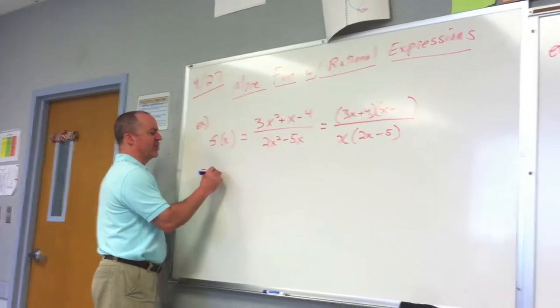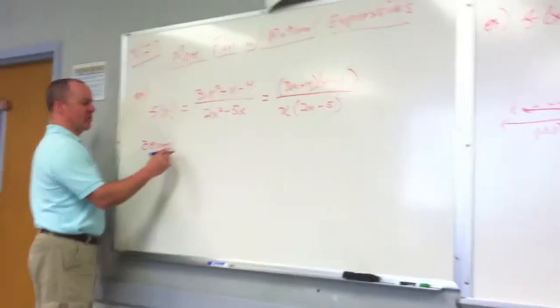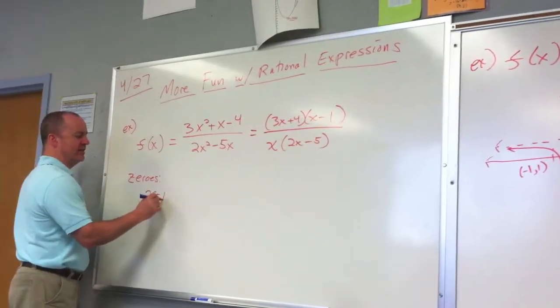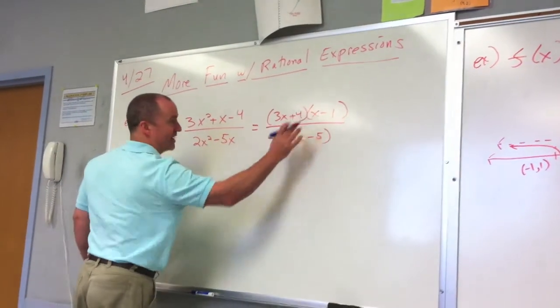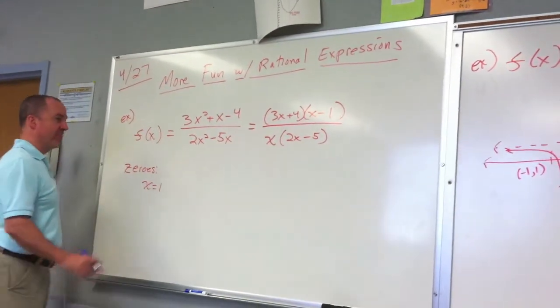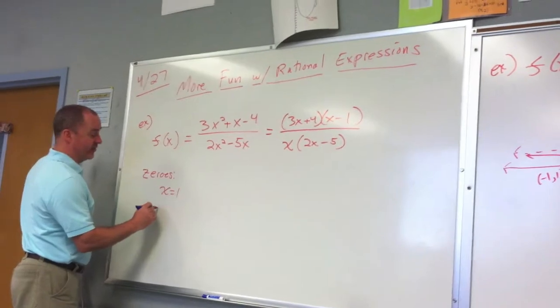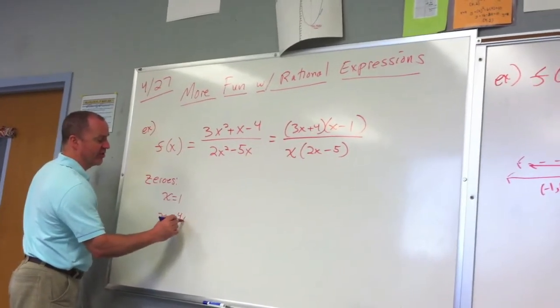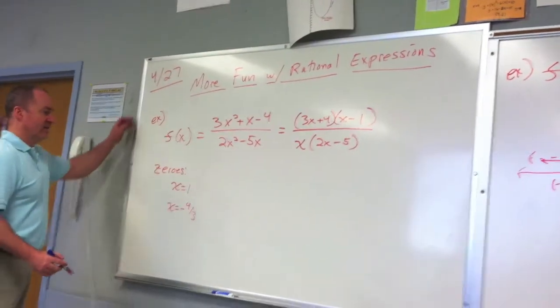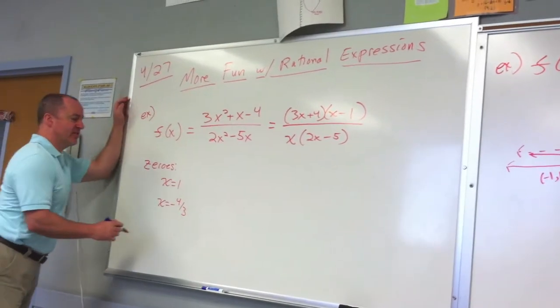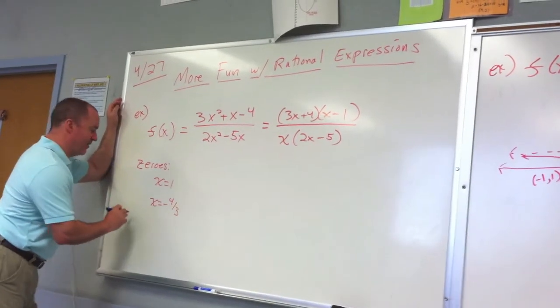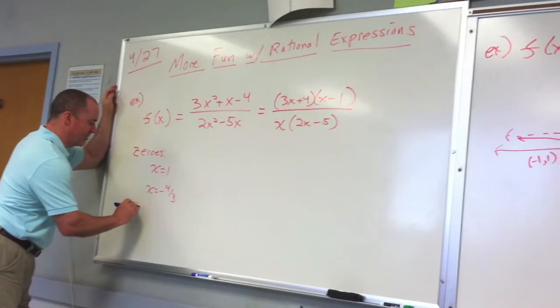First one is the zeros. The zeros are going to be x equals 1. What value of x makes the other factor 0? x equals negative 4/3, correct. And the zeros are only on the top. From the bottom we find the vertical asymptotes.